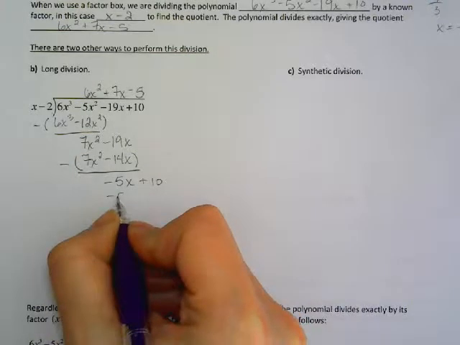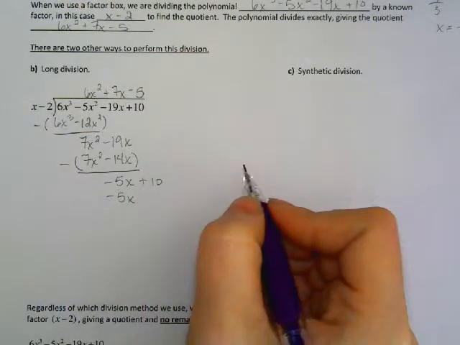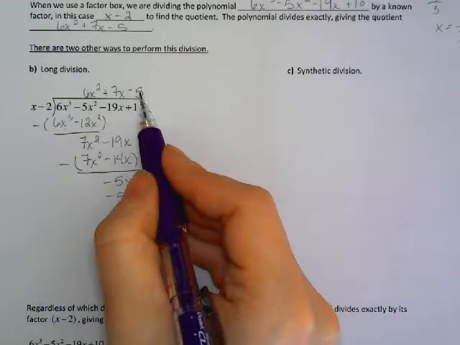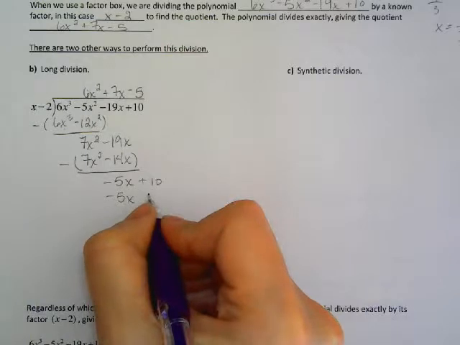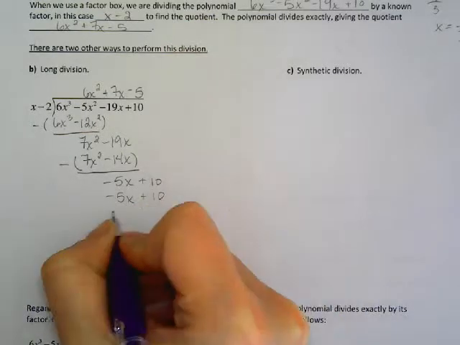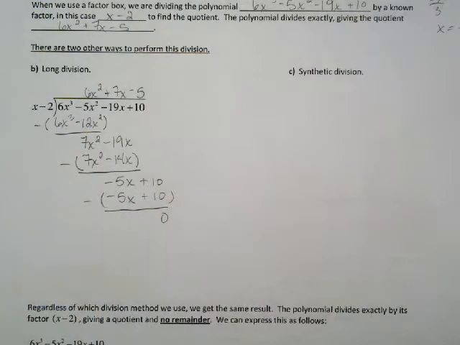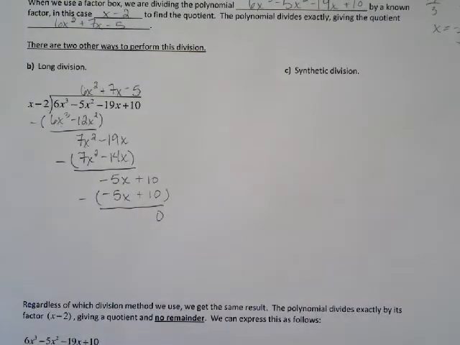Negative 5 times negative 2 is positive 10. If we subtract those, we get a remainder of 0. The reason that you want to be able to do one of these two methods is so that you can find a remainder when something is not divisible by a factor.